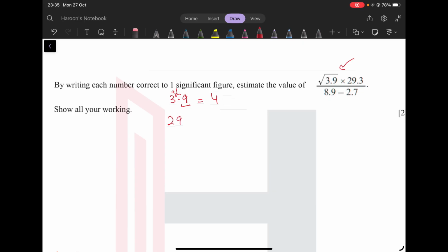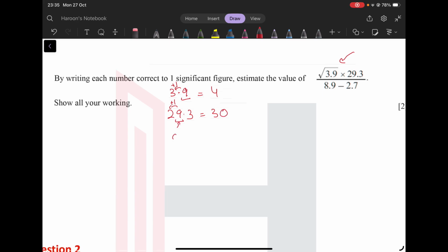Next is 29.3. My second significant figure is this 9. Because this is 5 or greater than 5, I add 1 to the previous digit. This becomes 3. Every number before the decimal would be replaced by 0. So this 9 is before the decimal, so this becomes 0. Now next, 8.9. Once again, this is 9, 5 or greater than 5. The previous number increases by 1. So I'll just write 9. This would not be 9.0. Another number is 2.7. This is 5 or greater than 5. I add 1 to the previous digit. So this becomes 3. Do not write 3.0.